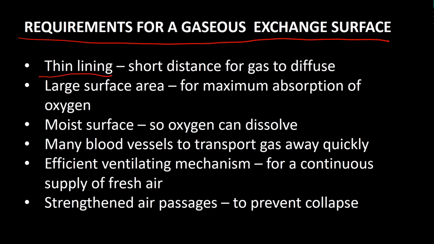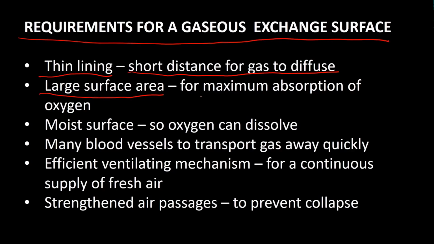First of all, the lining's got to be thin, so there's a short distance for the gas to diffuse. The lining of our lungs is thin. It's got to have a large surface area, because the more surface area, the quicker the gas gets absorbed. So that's for maximum absorption. And did you know that if you took the surface area of your lungs and flattened out those alveoli, it covers the surface of a tennis court. And that's all packed inside your body.